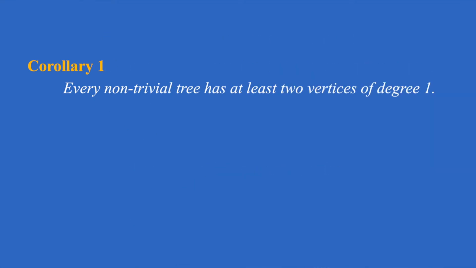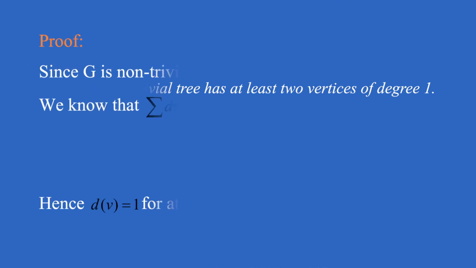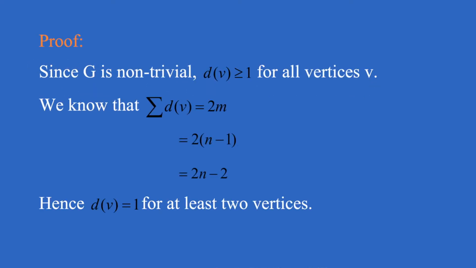Next, let us see an immediate corollary of the above theorem. Corollary 1. Every non-trivial tree has at least 2 vertices of degree 1. The proof: since G is non-trivial, the degree of v is greater than or equal to 1 for all vertices v. We know that the summation of degree of v is equal to 2m, which is equal to twice n minus 1, that is equal to 2n minus 2. Hence, the degree of v is equal to 1 for at least 2 vertices.